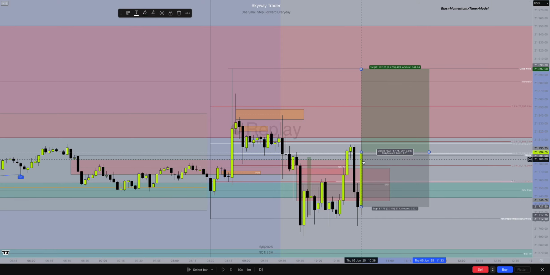We've confirmed that we've got another inverse, we've got model, momentum, we don't have time. That's what's missing here. But again, three of these, bias, momentum, model, still A plus. We swept a low. That's a pretty good trade. Break even here. Take profit one if you want.